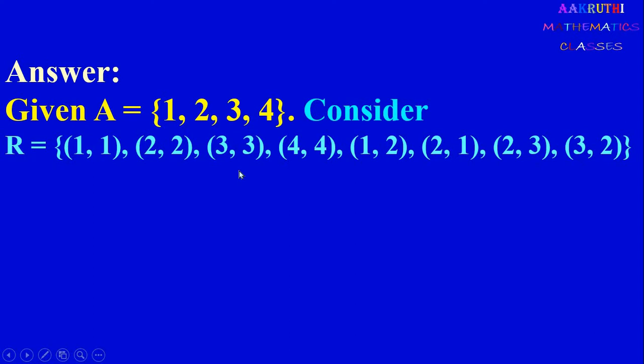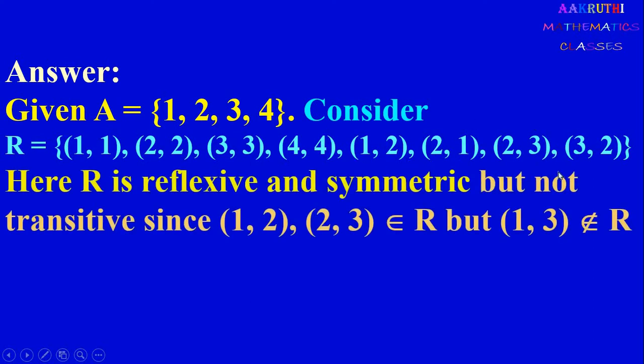It should be reflexive and symmetric, but it should not be transitive. Now we consider (1, 2) and (2, 3) belong to R, then (1, 3) does not belong to R. So therefore this relation is reflexive and symmetric but not transitive. Like this, if one set is given, we can form different types of relations.